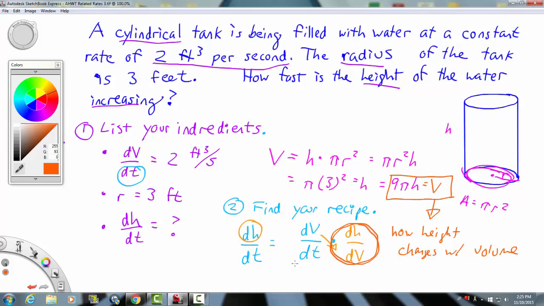Okay, well, we found our recipe. Basically, we're just going to do dV/dt, which we have already from our ingredients, and dH/dV, which we're going to figure out.